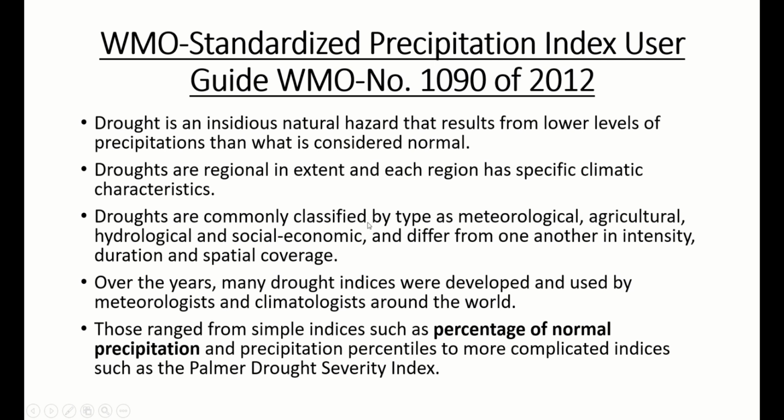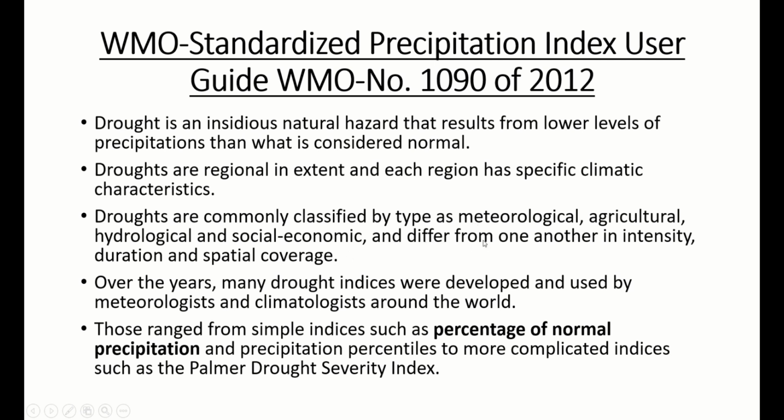Droughts are commonly classified by type. We have meteorological, agricultural, hydrological, and socioeconomic droughts. But the one that we are focusing on is meteorological drought. And the SPI is an indicator to help us consider what type of meteorological drought we are having. Is it extreme? Is it severe? Or are we having a normal year?